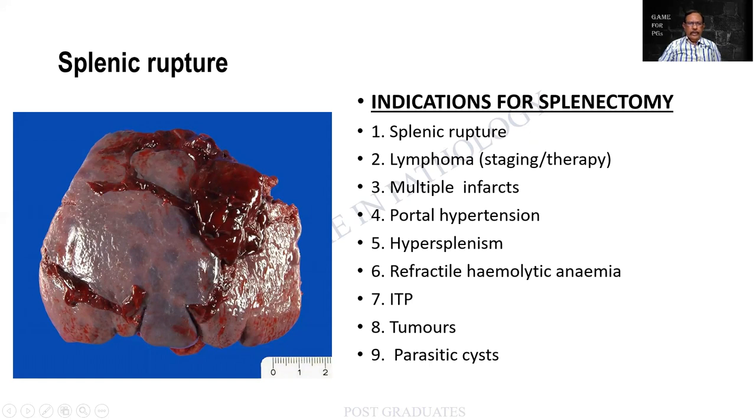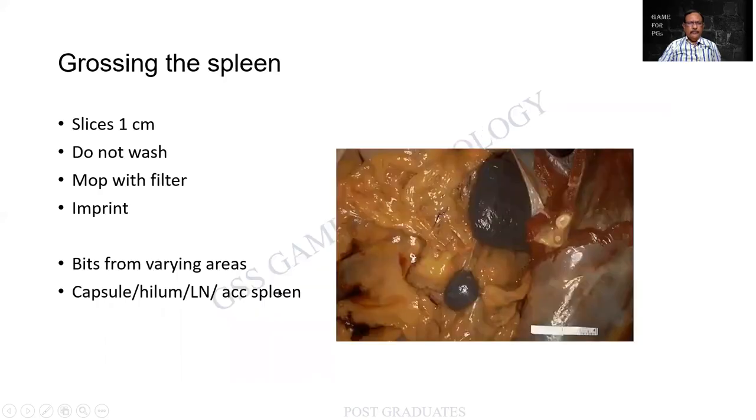So look at the tear over here and the hematoma that is there, and obviously the spleen itself is enlarged. And when we do the grossing of any specimen, it has to be cut in slices of 1 centimeter. We are not supposed to wash the specimen, instead we can mop it with filter paper. Sometimes an imprint cytology is advisable. We may get a rare diagnosis even before the processing is over. Bits can be given from the various areas as we had mentioned. Also anatomically from the capsule, the hilum, lymph nodes and accessory spleen. This is a picture of a couple of accessory spleens that could be seen.